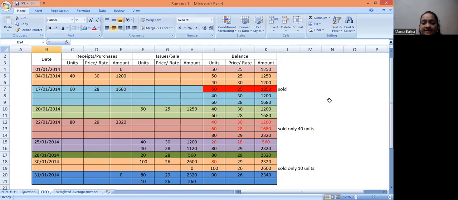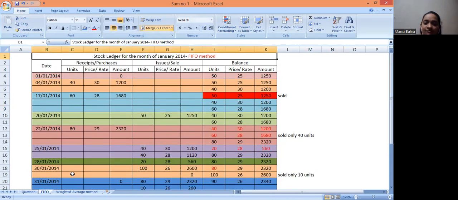You have to keep in mind that during the sale transaction, the rate is to be ignored, and whenever you are purchasing, the previous transactions will be brought down. The previous units will be brought down as they are in the balance column. You're not going to touch those previous units at all. You're going to bring them down as they are. So this was about the FIFO method, that is the first in, first out method.